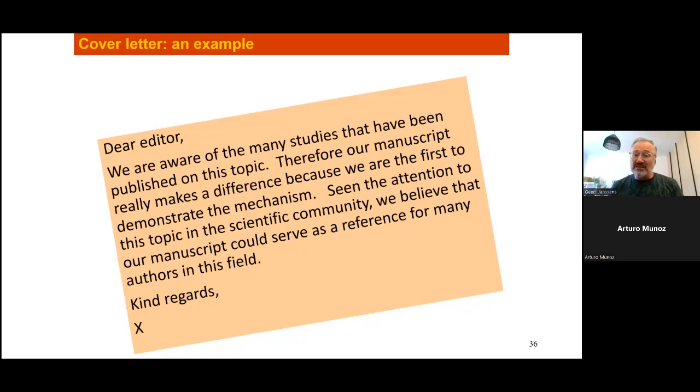What this last sentence means, we believe that our manuscript could serve as a reference for many authors in the field, actually tells the editor, we think that this will push up the impact factor of your journal, because that's actually what it says. So that's how you could make a cover letter that makes the difference, where if an editor is in doubt and reads your cover letter, they can be convinced to indeed go forward with reviewing your manuscript.